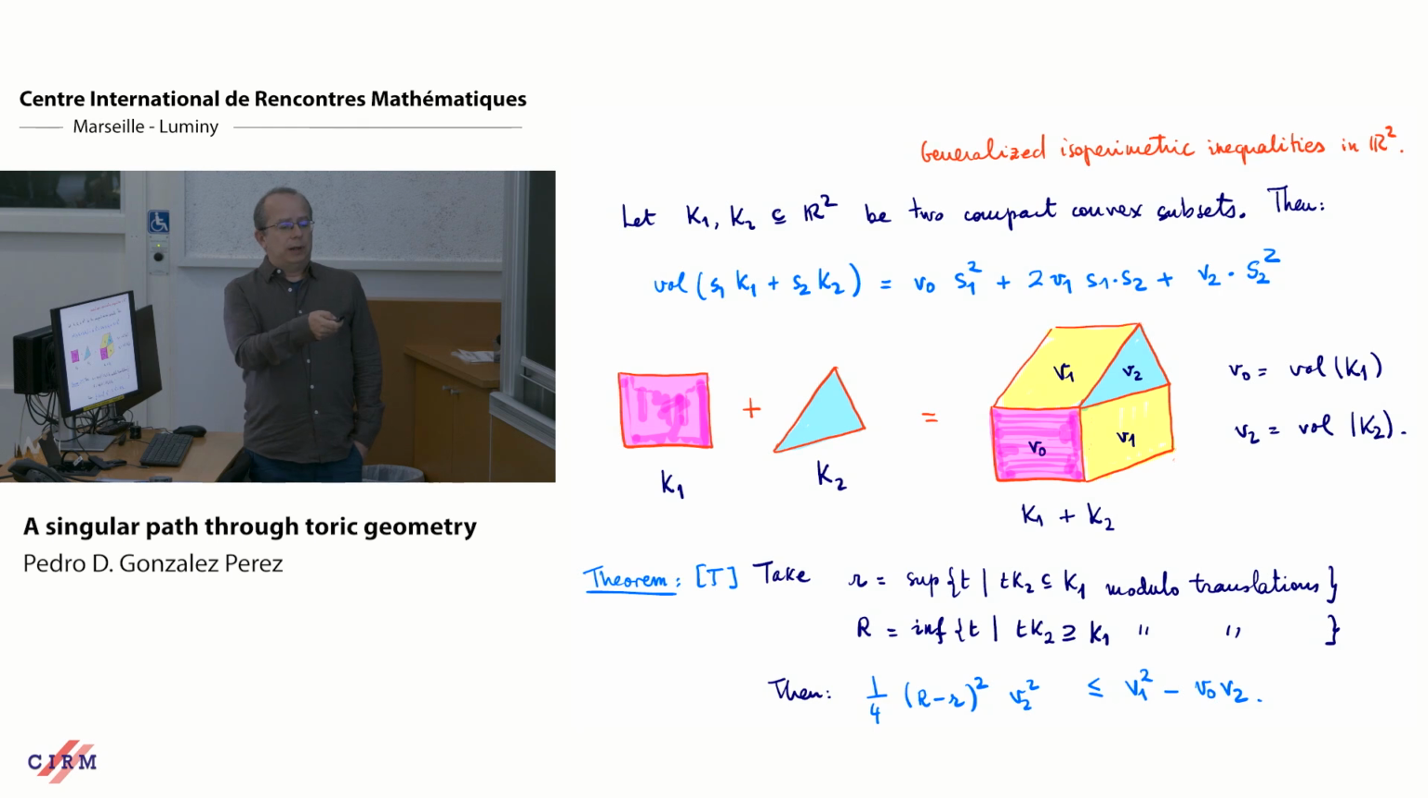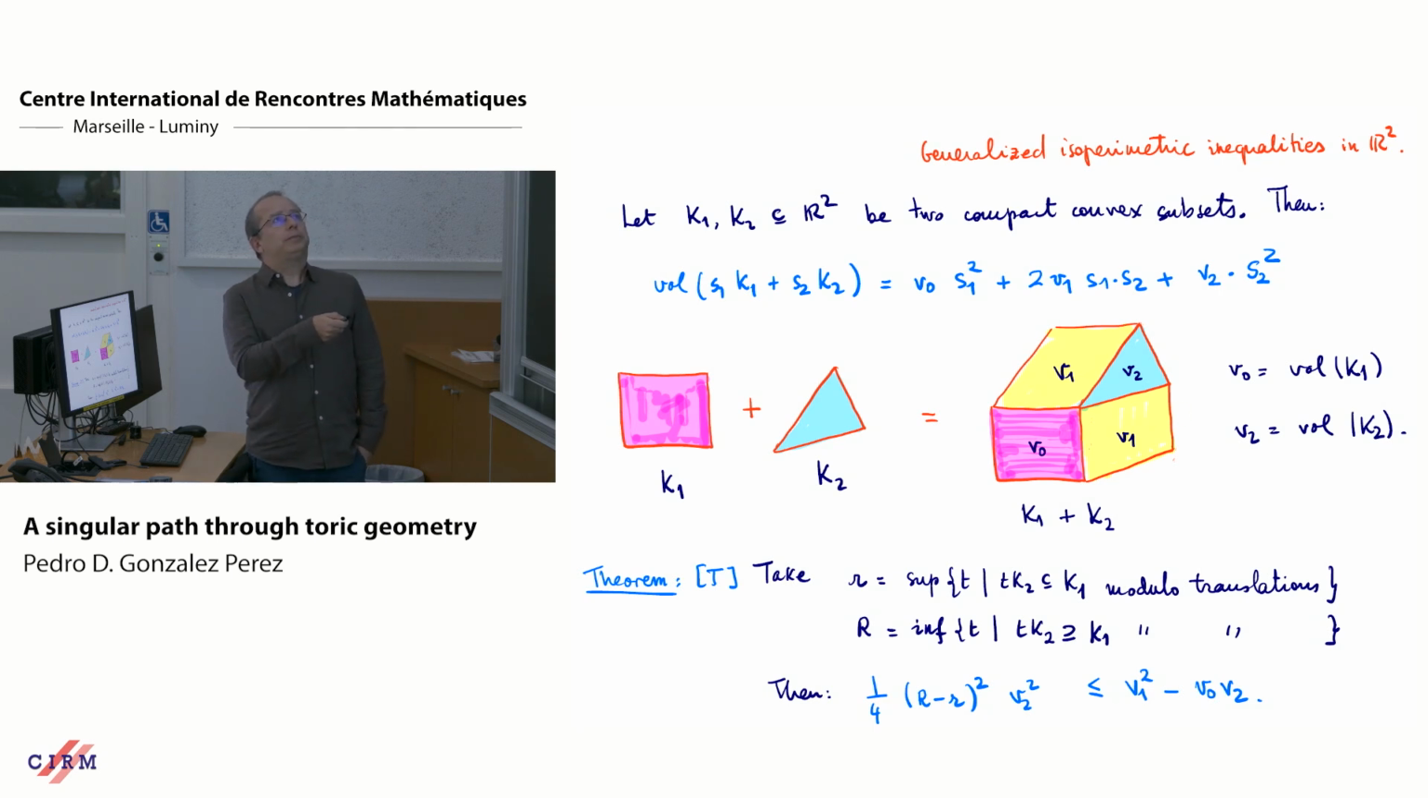In the figure here, we see the Minkowski sum of these two polygons, and V0 is the surface of the first one, V2 is the surface of the second one, and here V1 is what appears twice in the sum of these terms. So V1 is the mixed volume of these two polytopes.